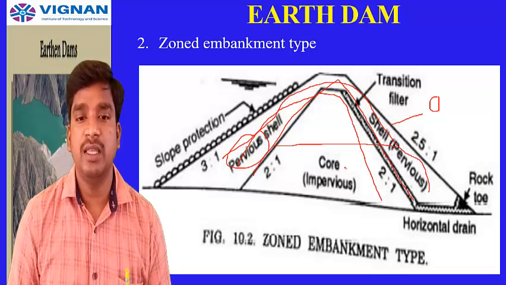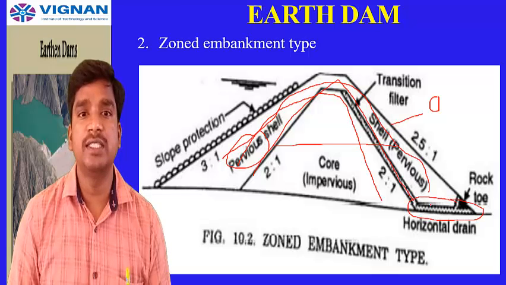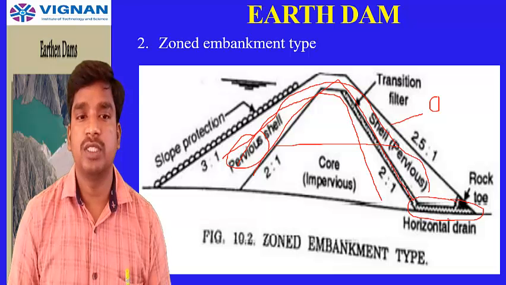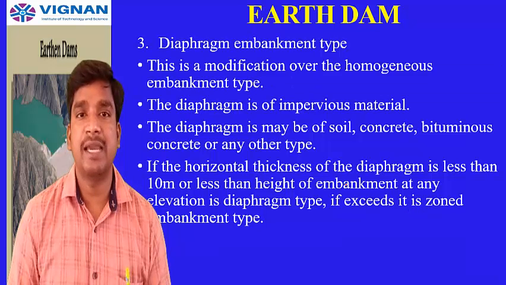And now here you can see, like previously we have seen, some horizontal drainage facility is provided at the toe here also. Okay, so this is the zoned embankment. Now coming to the diaphragm embankment. See here, this is the diaphragm embankment.